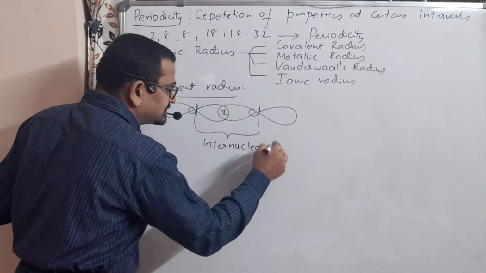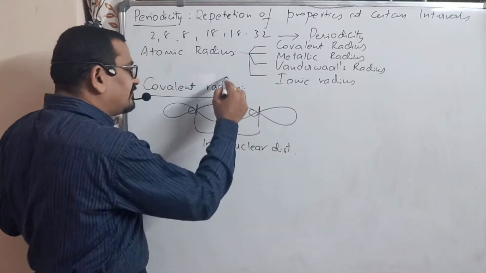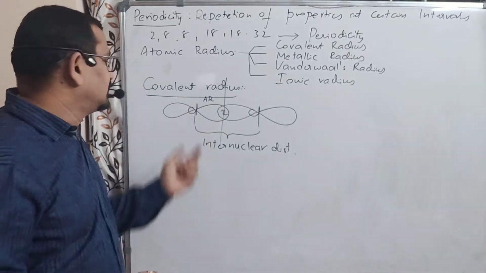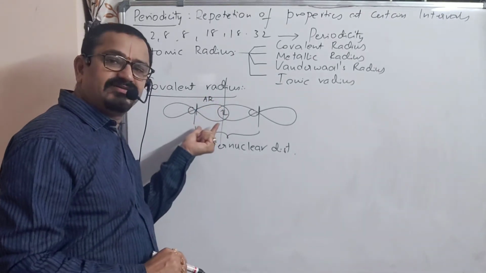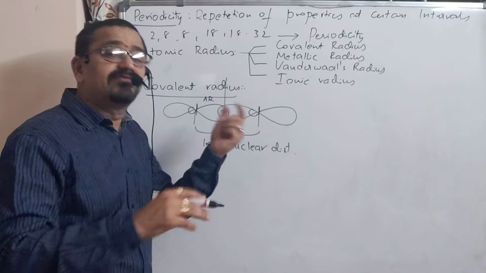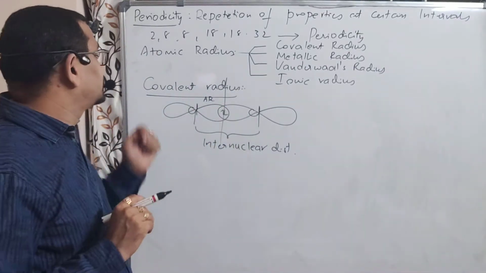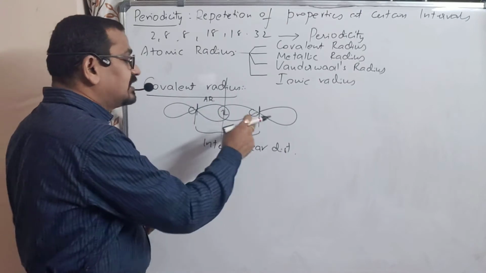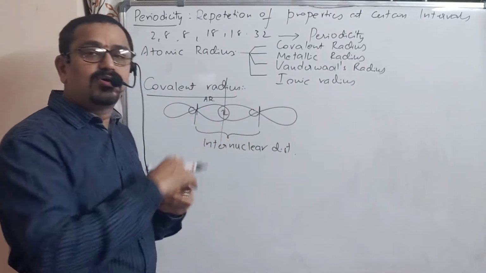And half of this internuclear distance is called the atomic radius. This half is the atomic radius of the first chlorine, the other half is that of the second chlorine. So what is the definition we can give for covalent radius? Half of the internuclear distance between two covalently bonded atoms.